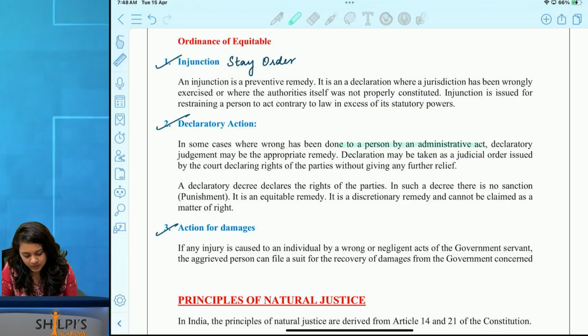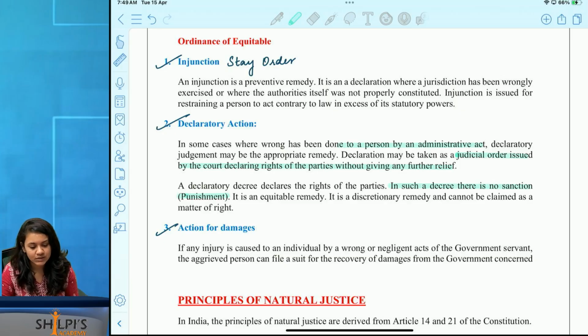The second one is known as a declaratory action, that is, where wrong has been done to a person by an administrative act, a declaratory judgment might be the appropriate remedy, in the sense that it may be taken as a judicial order issued by a court of law declaring the rights of parties without giving any further relief. So, in declaratory decrees there is no punishment, or in the sense there is no kind of a sanction. Rather, it is only specifying the rights of persons, and it is going on to state that you have this right or you do not have this right.